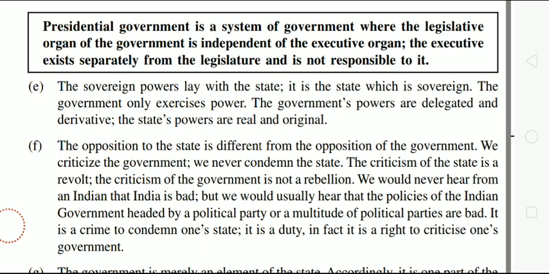The opposition to the state is different from the opposition to the government. We criticize the government. We never condemn the state. The criticism of the state is a revolt. The criticism of the government is not a rebellion. We would never hear from any Indian that India is bad, but we would usually hear that the policies of the Indian government, headed by a political party or a multitude of political parties, are bad. It is a crime to condemn one's state. It is a duty, in fact a right, to criticize one's government.